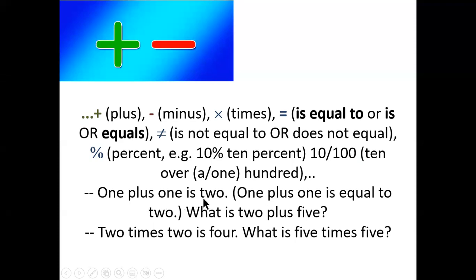1 plus 1 is 2. 1 plus 1 is equal to 2. What is 2 plus 5? 2 plus 5 is 7. 2 plus 5 equals 7. 2 times 2 is 4. What is 5 times 5? It is 25. Or 5 times 5 is 25.